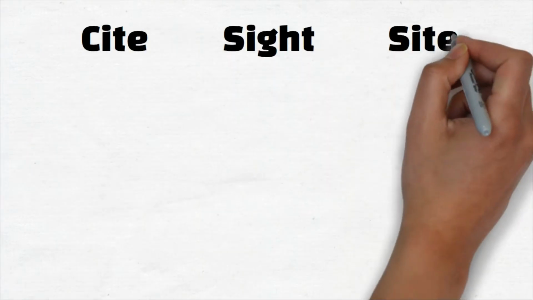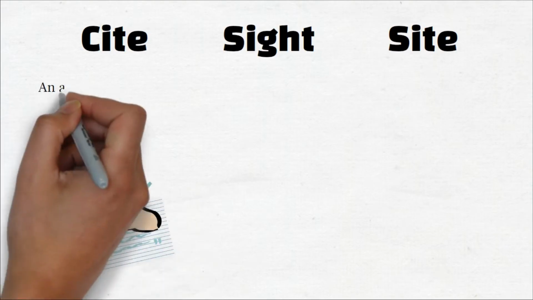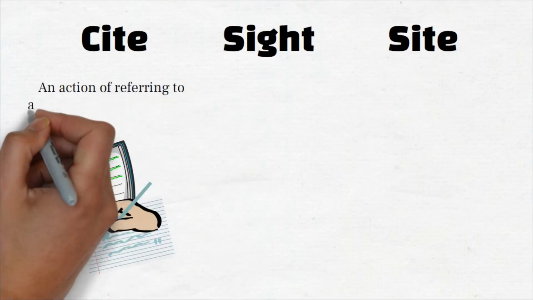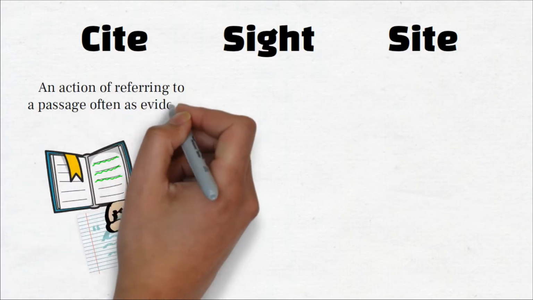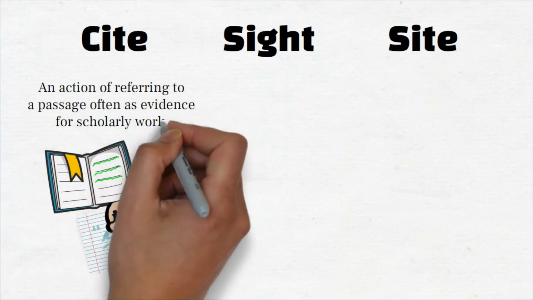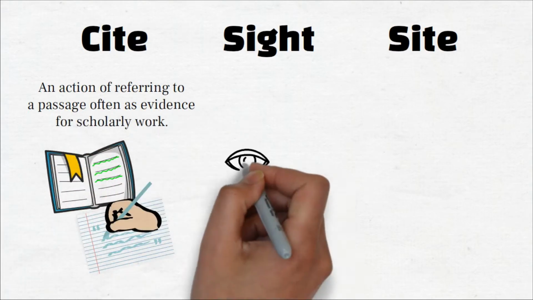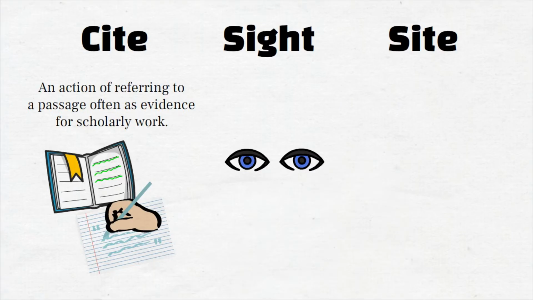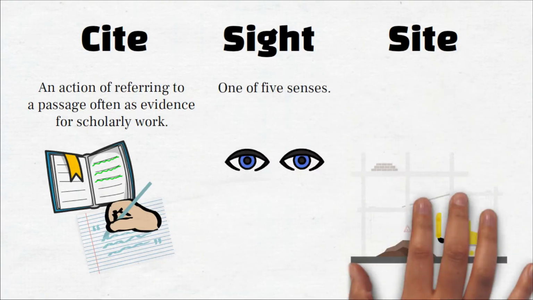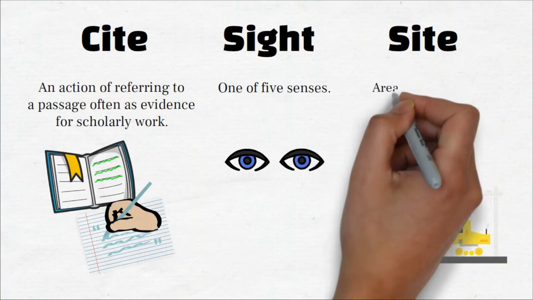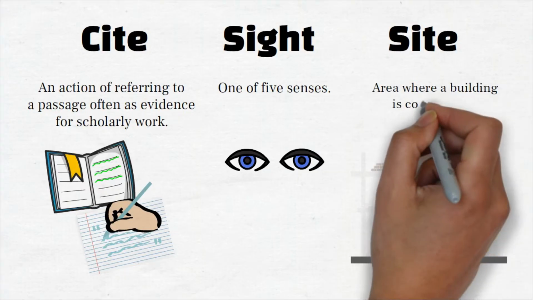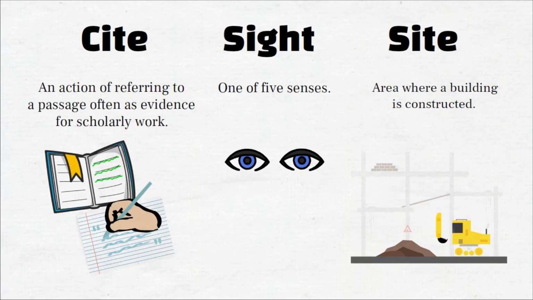Cite. The first is an action of referring to a passage, often as evidence for scholarly work. The second is one of 5 senses. And the third describes an area where a building is constructed.